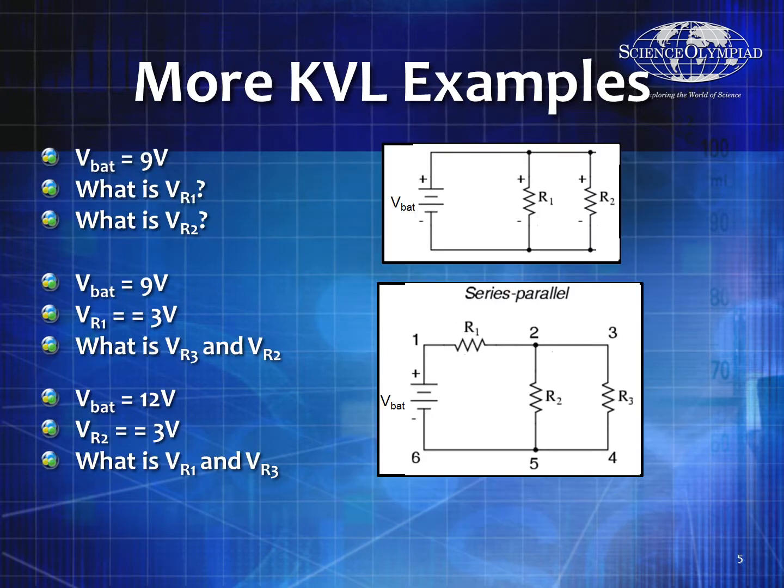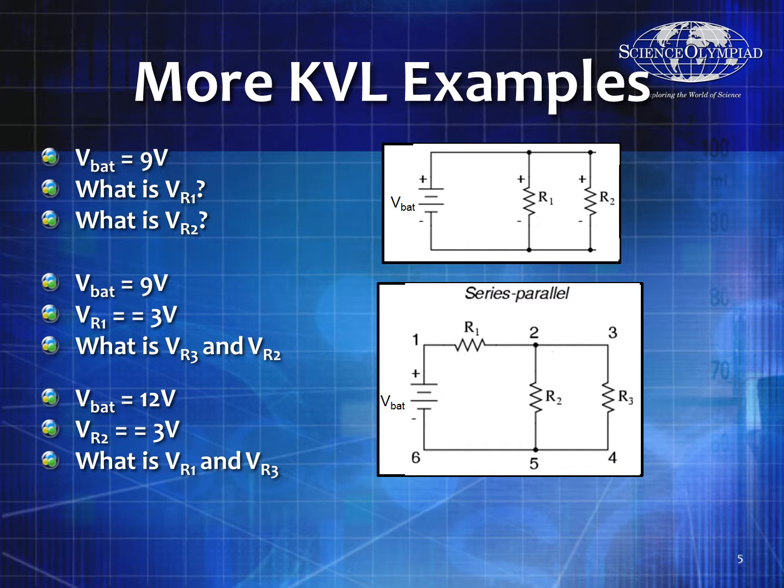Another KVL example: if the voltage is 9 volts in the battery, what is the voltage of R1 and what is the voltage of R2 in the upper example? The answer is they're equal to 9 volts, because no matter how I draw the loop, V battery is equal to VR1, which is equal to VR2.